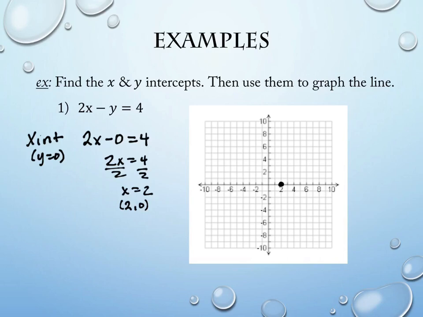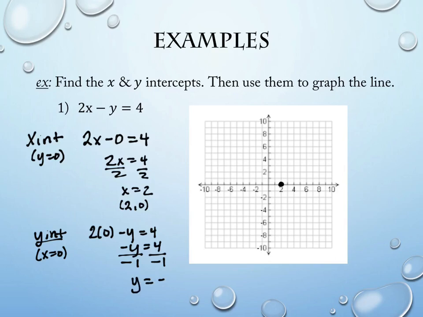Fabulous. And then we want our y-intercept. So our y-intercept is when x is equal to 0. So we're going to do this one with 2 times 0 minus y equals 4. Well, 2 times 0 is 0. So I have 0 minus y, or just negative y equals 4. And then I would need to get rid of that negative. So you can either say you're going to divide or multiply by a negative 1. And then your y value is negative 4. So again, the ordered pair is x equals 0, y is equal to negative 4. And if we plot that one, it would be down here.